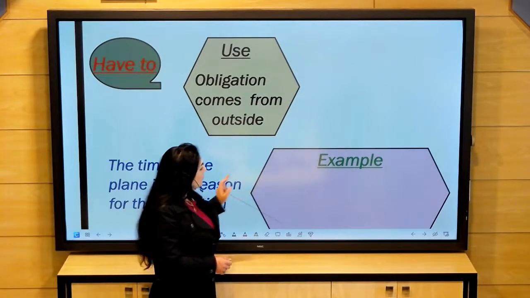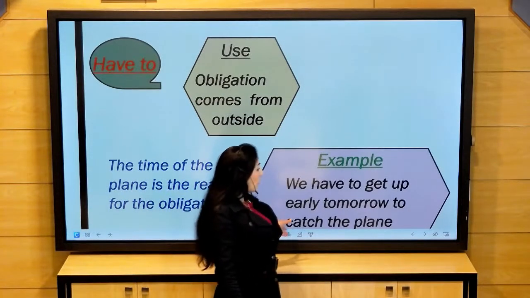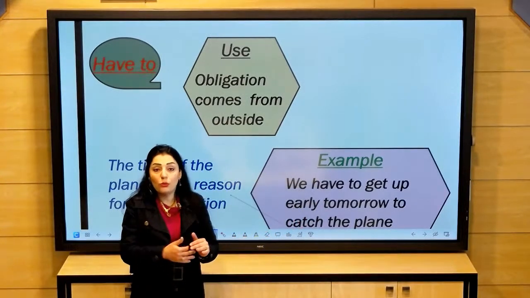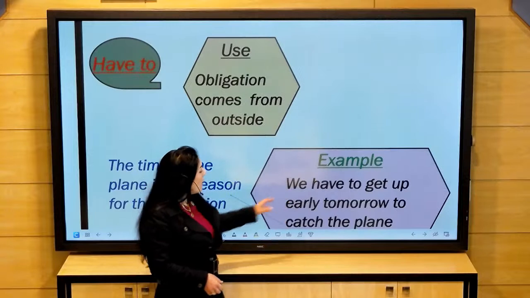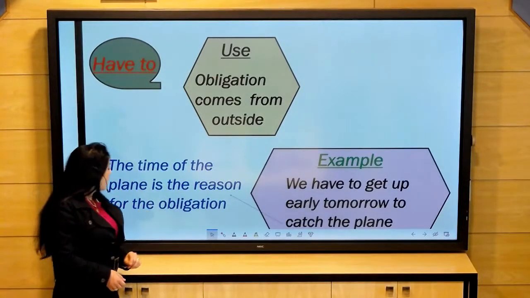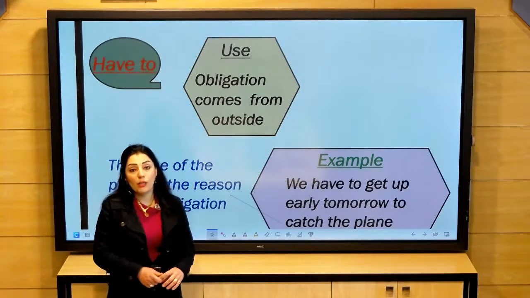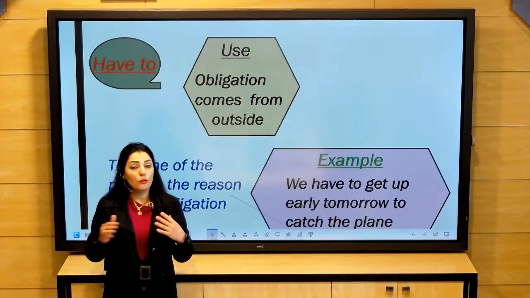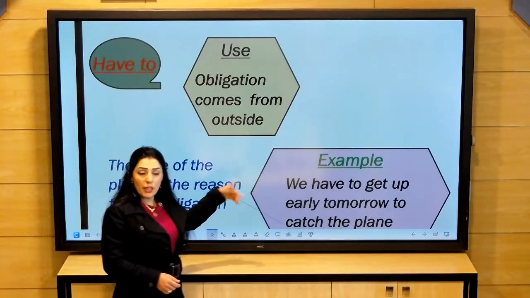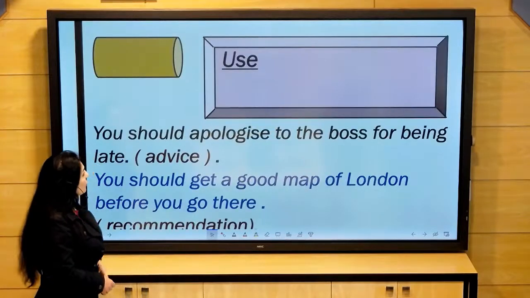Example: we have to get up early tomorrow to catch the plane. The plane is not going to wait for us, so we have to wake up early to catch it. Here, the time of the plane is the reason for the obligation. So when you are talking about obligation from yourself, we should use must, but when you talk about obligation from outside, from someone else, we should use have to or has to.